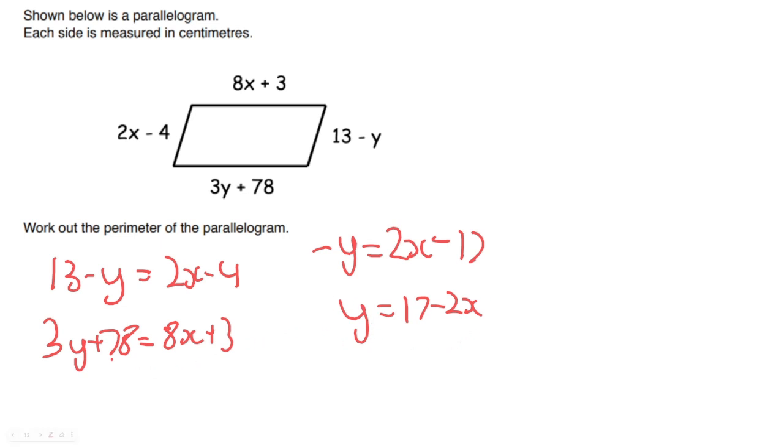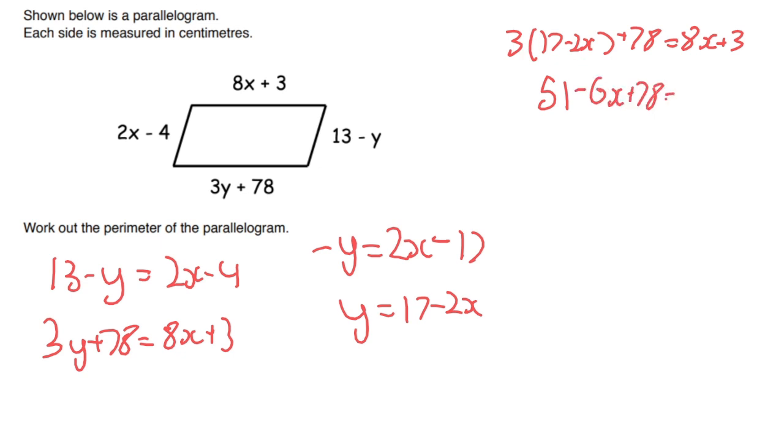I can substitute that in for the y over here. So if you have that, you get 3 times 17 minus 2x plus 78 equals 8x plus 3. Then I can do 3 times 17, which is 51. 3 times minus 2x is minus 6x, plus 78 equals 8x plus 3. Then I can do 51 plus 78, which is 129, minus 6x equals 8x plus 3.